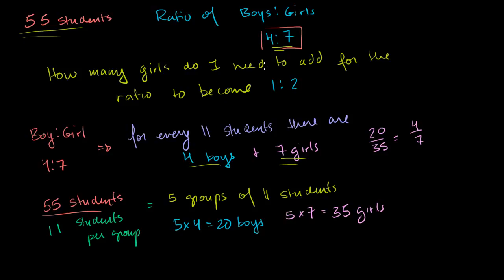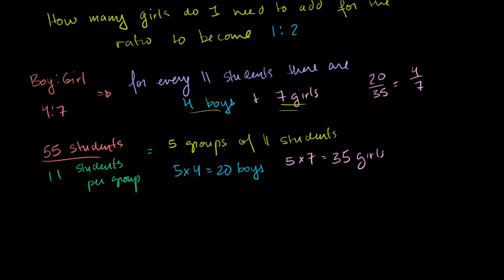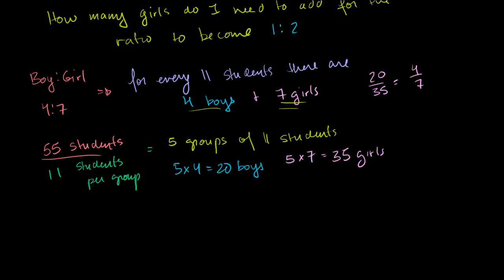Now we're going to add girls to the classroom to change the ratio. So right now we have 20 boys and we have 35 girls. We just figured that out. And I'm going to add some girls to the classroom. My new ratio after I add these G girls to the classroom is going to be 1 to 2.